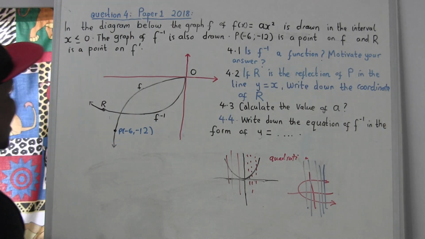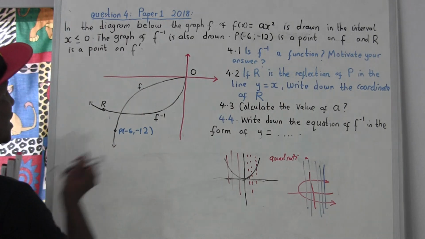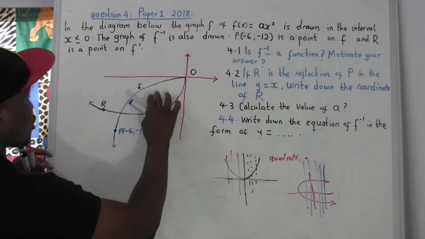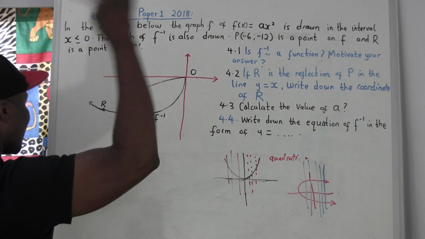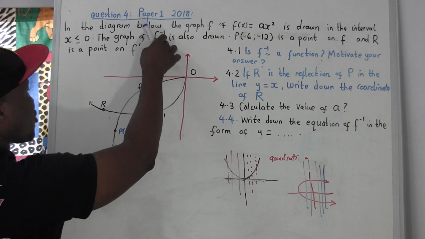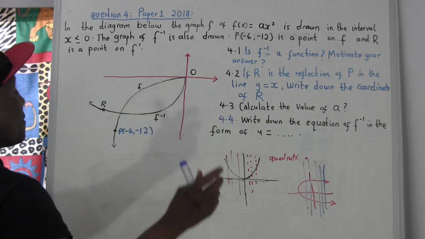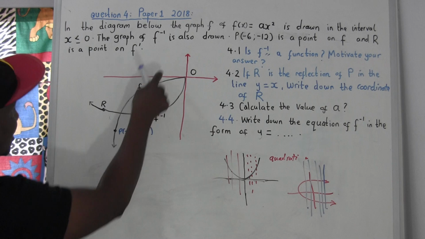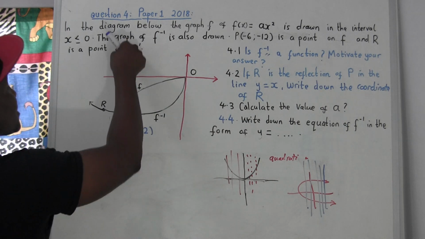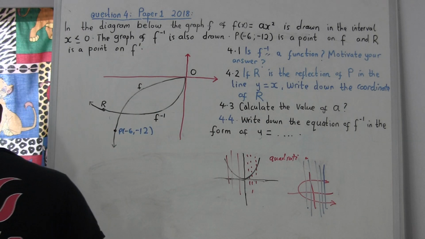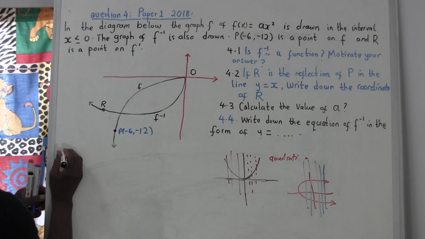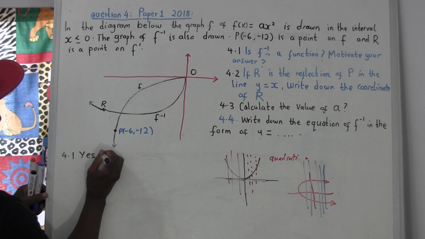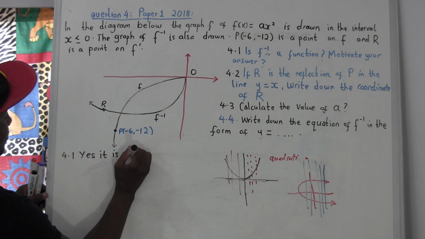So for this case, what did I ask? Is f inverse a function? What is that? Oh, this is the f inverse. Now let's draw a vertical line and see. Don't worry about the f. We just assume the f is not there, because they didn't ask about f. Just f inverse, meaning this graph here. Oh, it only cuts once. Yes, it is a function. So this is going to be the answer here, 4.1. Yes, it is a function.